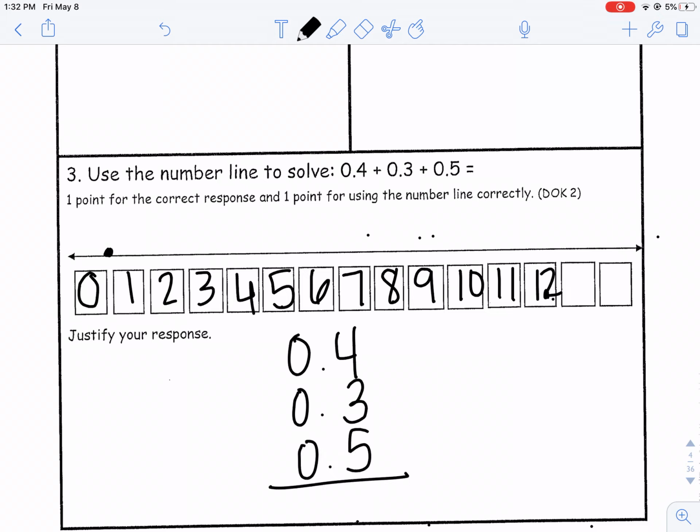They're all lined up neatly. 4 plus 3 is 7, plus 5 is 12. Bring down my decimal point, and that's 1 and 2 tenths.